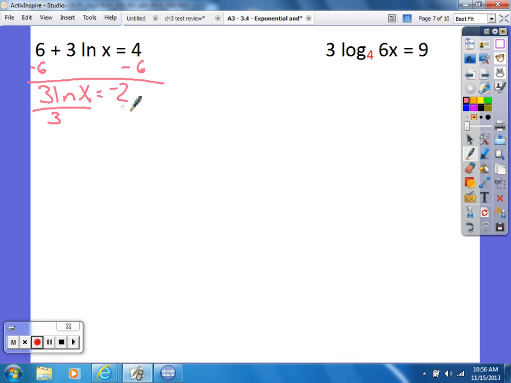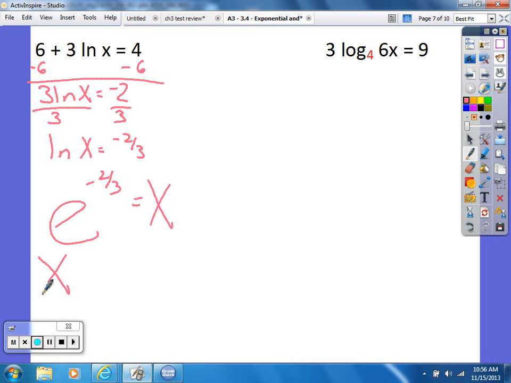Should divide by 3. What's the base on ln? So it'd be e to the negative 2/3 equals x. That's the exact. And Justin, what's the approximate? What is it? 0.51. Okay. All right, next problem, go ahead.